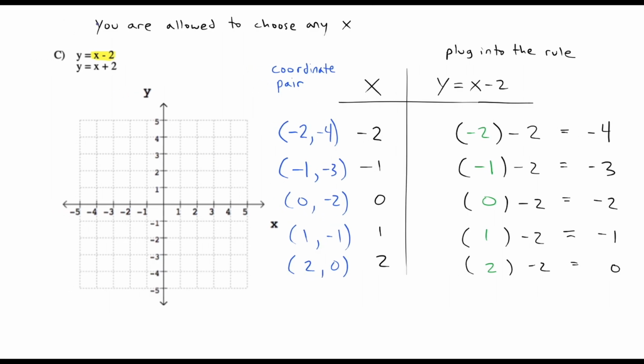Now you just plot those points. So -2, -4, -1, -3, 0, -2, 1, -1, and 2, 0. Then connect your points. So that is one of your lines. And now you just have to graph the other one.